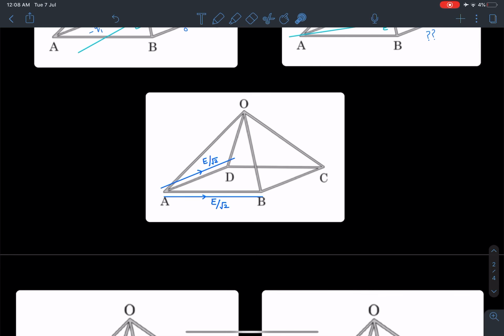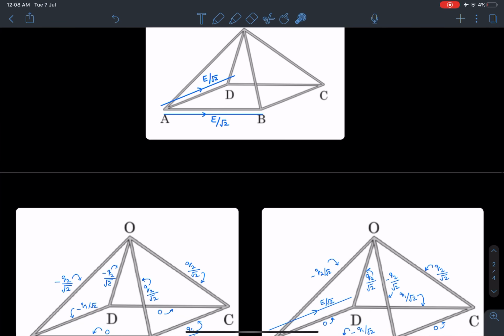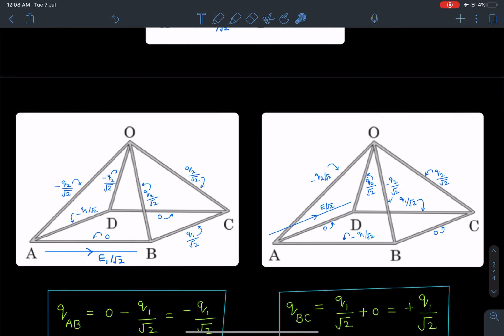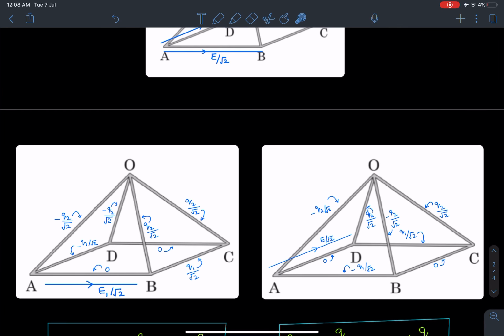Let's move to the next diagram. See, we are discussing this question only in diagrams only. Okay, so I hope you can see here. Now I'm taking this field first. I'm dealing with this field first, which is E1 by root 2 and AB.